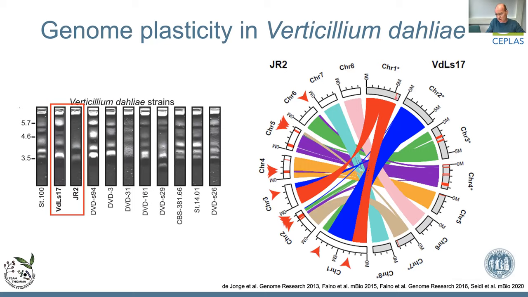In addition to this, these red bars that you can see on these chromosomes indicate sequence regions that are unique, that do not occur in the other strain. And both of these strains have such regions. Also in the JR2 strain, you see that there are these segments. And so these regions are what we call lineage specific. And these are what you could call the adaptive or the plastic part of this Verticillium dahliae genome. Clearly, this is where the fungus shows plasticity.